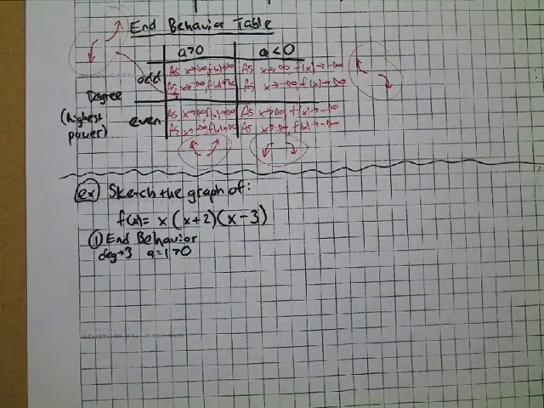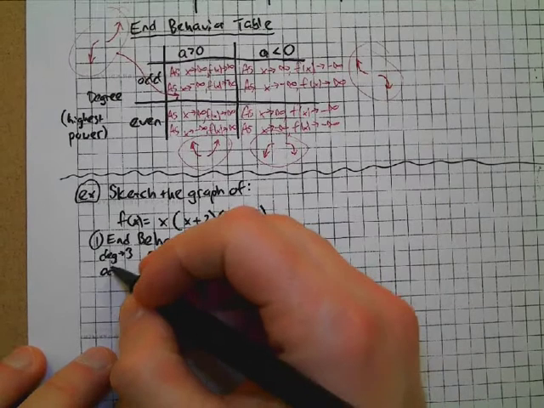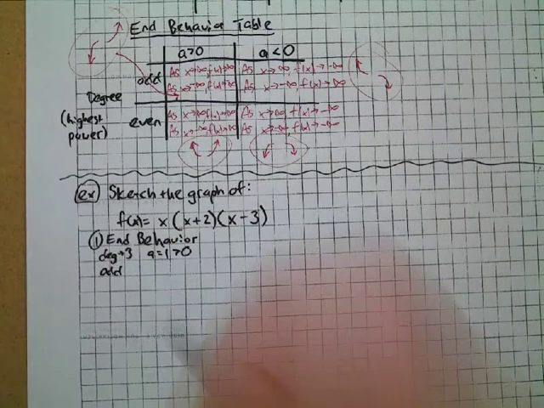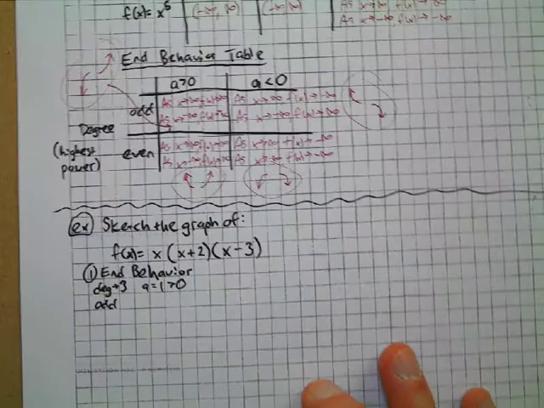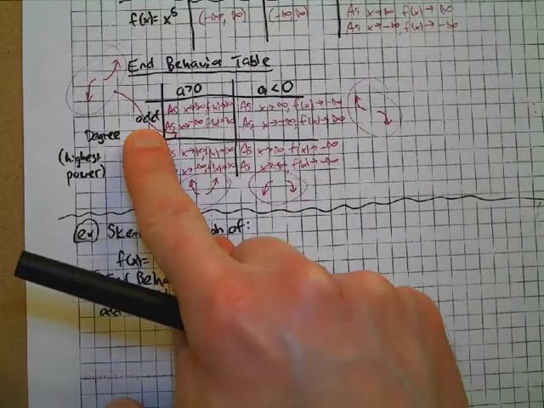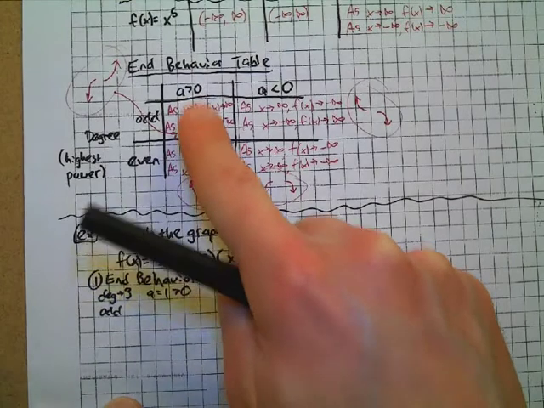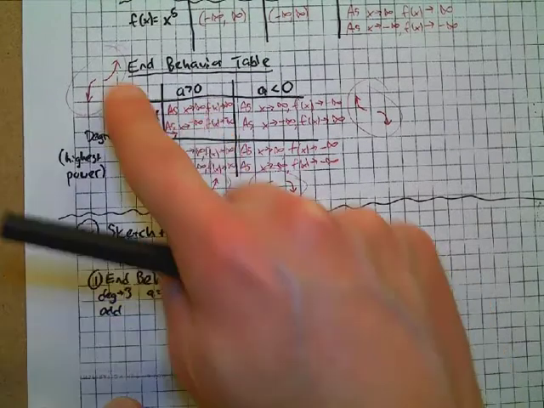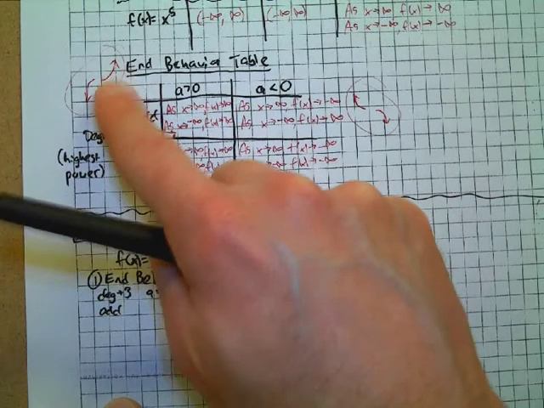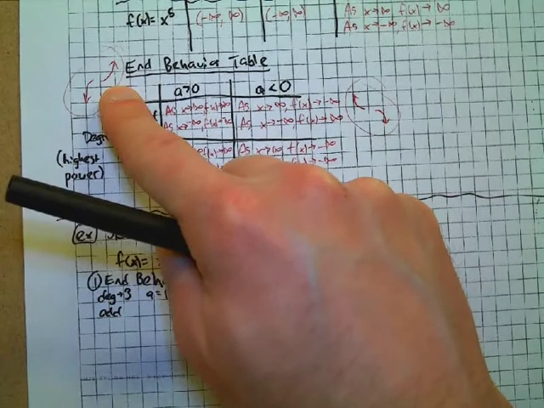Okay, so we have an odd degree, and a is 1, which is bigger than 0. So odd degree, a is bigger than 0. A is positive. So this is what our end behavior is going to be like. To the left, we should go down. To the right, we should go up. So that's what our function's end behavior will look like when we finish graphing here.